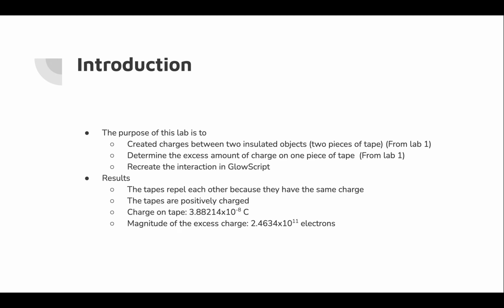The preliminary results show that the tapes repel each other because they have the same charge, and the tapes are positively charged. The charge on the tape was 3.88214 times 10 to the negative 8 coulombs, and the magnitude of the excess charge was 2.4634 times 10 to the 11th electrons.